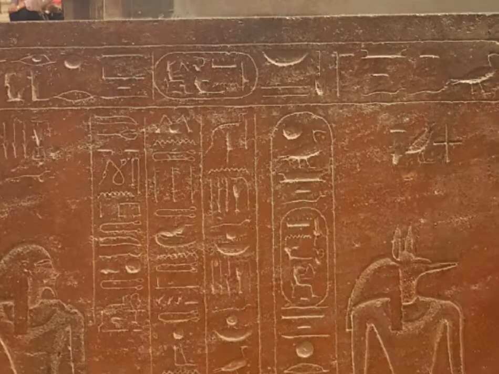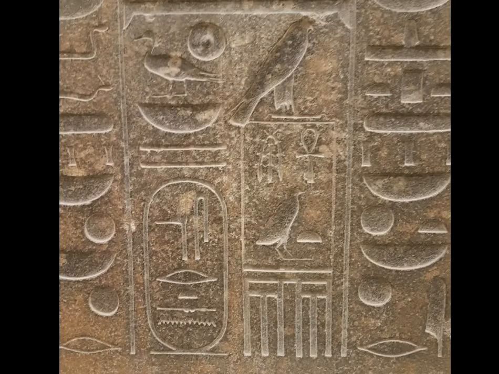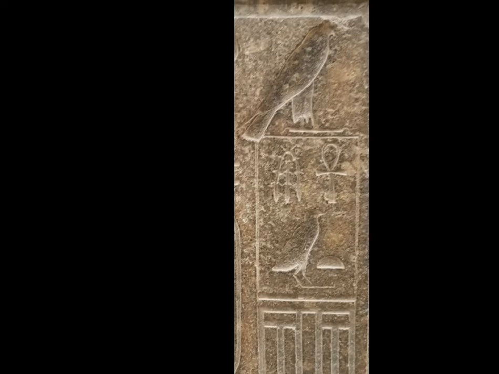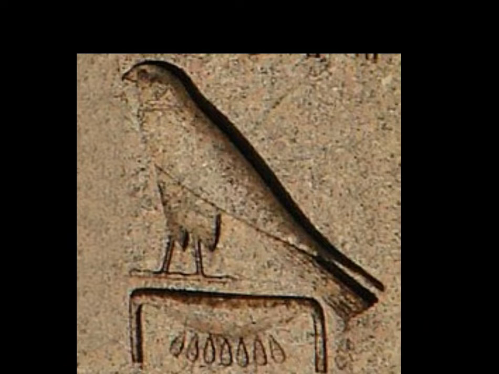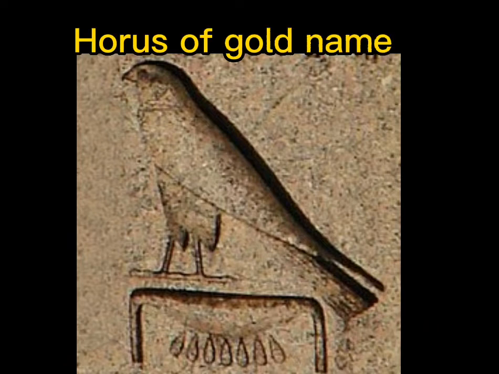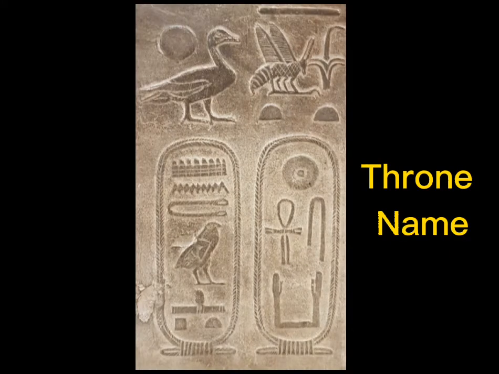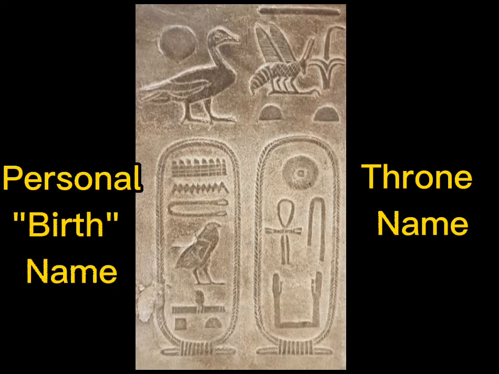The 5 names are as follows in chronological order. The Horus name, the Nebty or Two Ladies name, the Horus of Gold name, the throne name, the personal name.